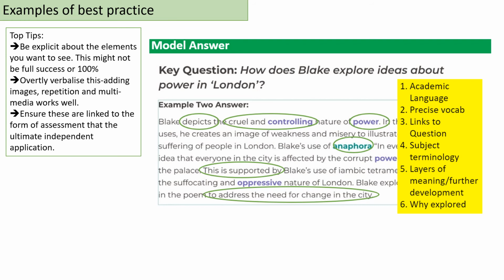So here is just an example of a model answer that's deconstructed here, but the point I want to make really is about that yellow box that you can see there. The 6 things, this is from my lesson, where I wanted to see the students using academic language, precise vocab. I want them to link to the question and so on. So in the model that I did take from Oak, I didn't reinvent the wheel. It was good. So I reduced my workload by copying and pasting that.